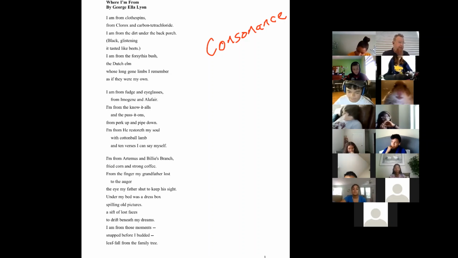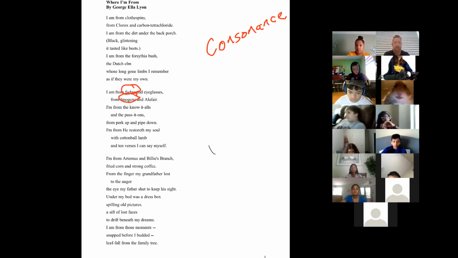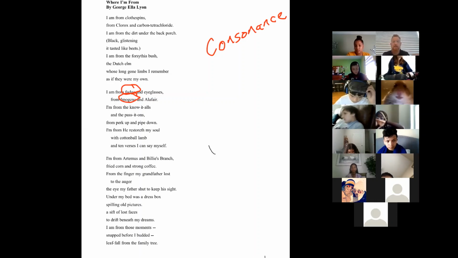And so as we're looking at this poem, there are some different instances through here where we see, like right here, fudge in Imogene, fudge, you get that J sounding G, and the same with Imogene, you get the J sounding G in Imogene. So we see some consonants in that particular setting.